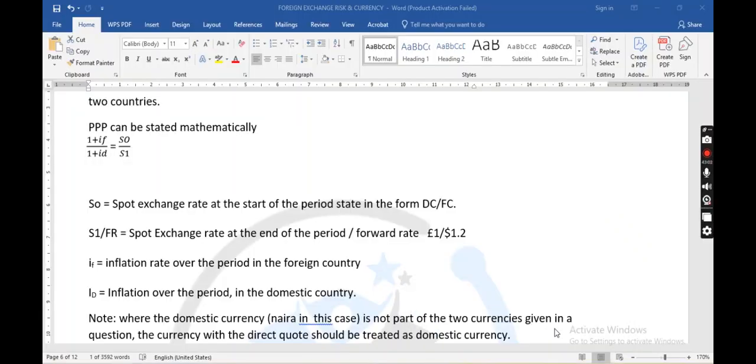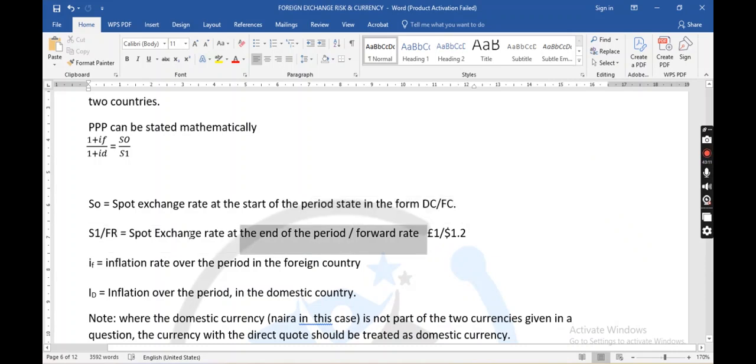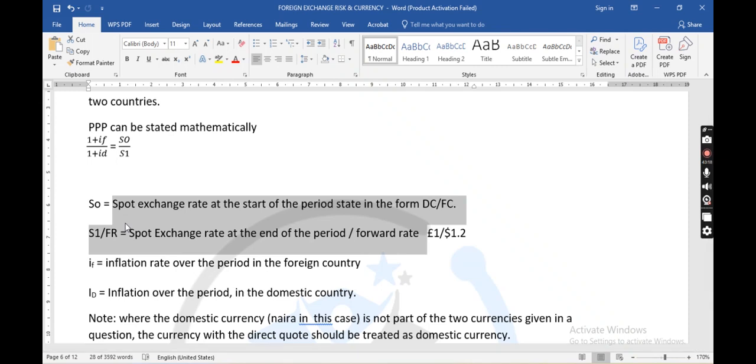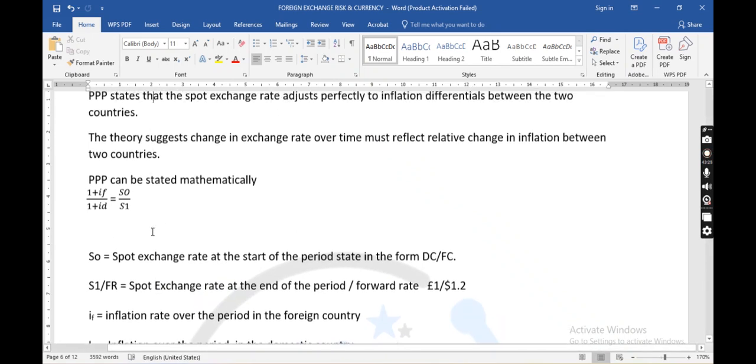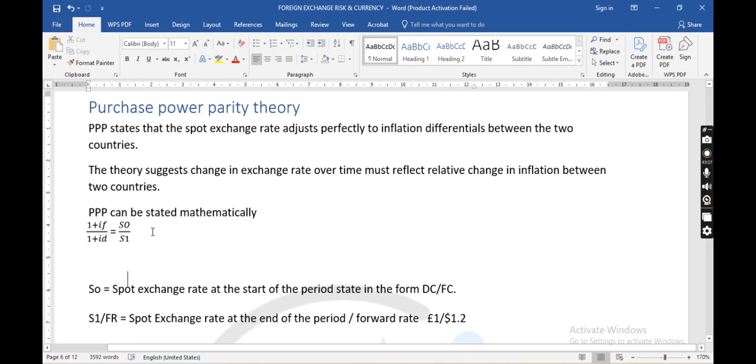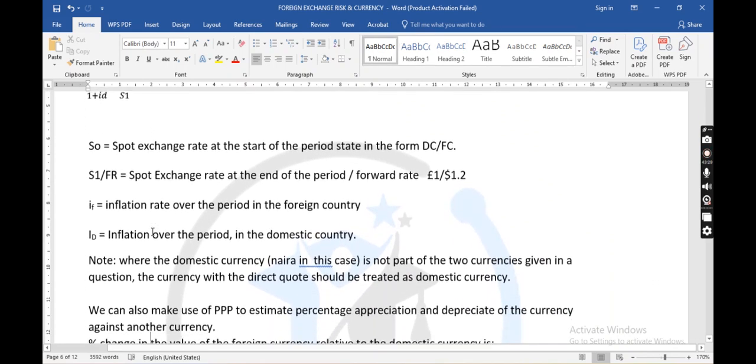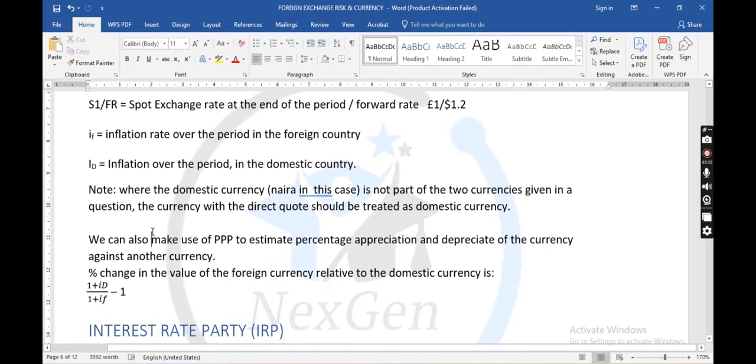Okay, let's move on. So the purpose of this is to determine the forward rates. And this forward rate will include adjustment for the inflation of the two countries, right? Now let's quickly look at an illustration to this part before we move ahead.